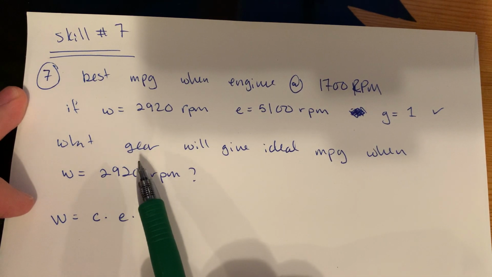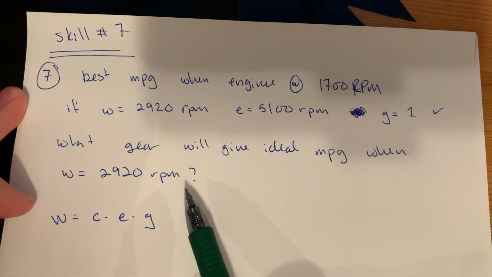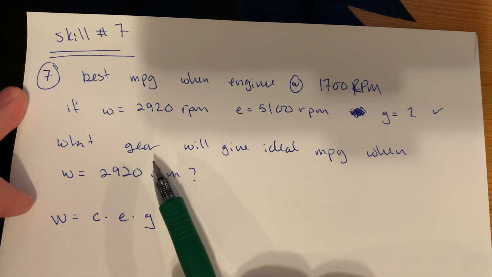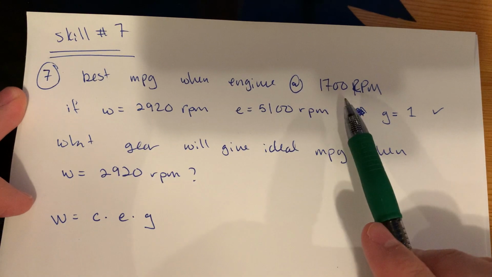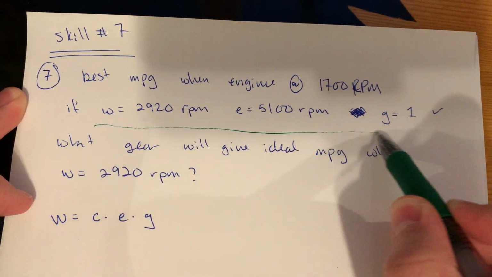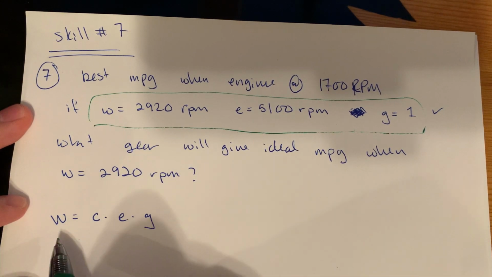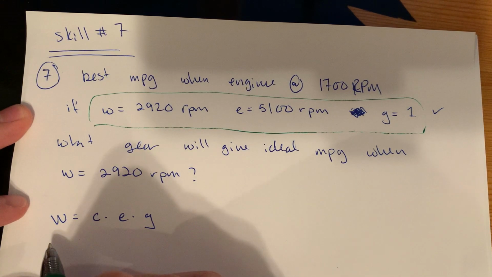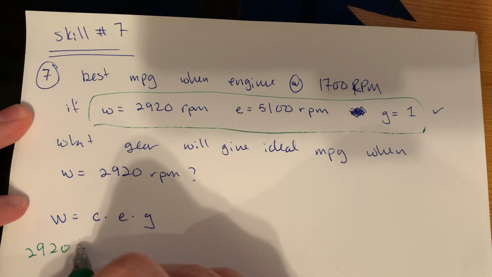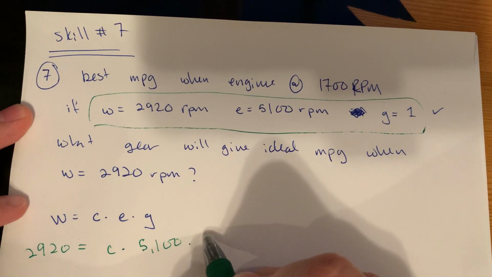So what gear do you want? What gear will give the ideal miles per gallon when the wheel speed is 2920? If the wheel speed is 2920, what's the gear you're after to get 1700 at the engine? Initially you need this baseline information because you've got all these variables working together with the constant. So let's sub it in. My wheel speed is the constant times the engine times the gear. So 2920 is the constant times the engine's running hot, 5100, times first gear.